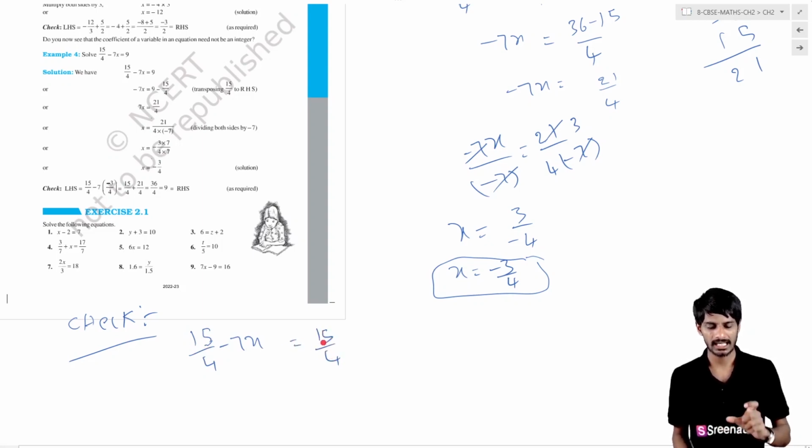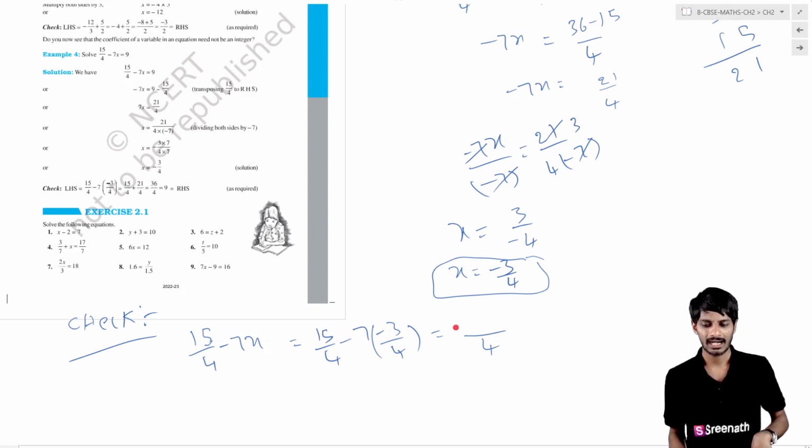We have to take the LHS and find the value of the LHS, minus 7x. What is the value of x? That is minus 3 by 4. Minus 3 by 4 we have substituted. So what happens? Now both denominators are 4, so simply 4, and 15, it is minus and minus, so we will make it positive, and 7 3s are 21. So what is the answer?